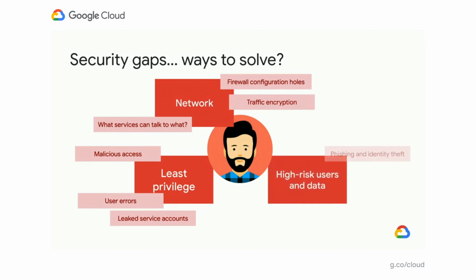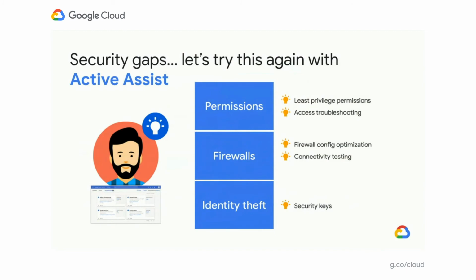Then there's this whole set of considerations around sensitive data and how to protect the identities of their own users who have access to this data. Because if the identities of such power users are compromised or stolen, they can be misused and can cause a security nightmare. Steve knows that Active Assist should be able to help him with these security challenges as well. And he's happy to see that Active Assist does in fact provide recommendations around the areas of IAM, firewalls, as well as identity theft. He decides to get into permissions first.